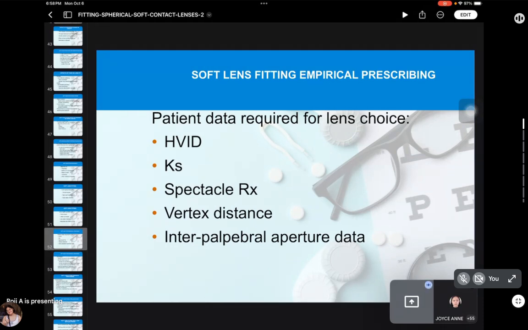So next, patient's data required: lens choice, HVID, K readings, spectacle RX, vertex distance, and interpalpebral aperture. This is self-explanatory though, right, Joyce? HVID, lens diameter. Base curve, K readings. Spectacle RX, lens power. Vertex distance, lens power. Interpalpebral aperture, fitting. The smaller the palpebral aperture, the smaller the contact lens should be, right?